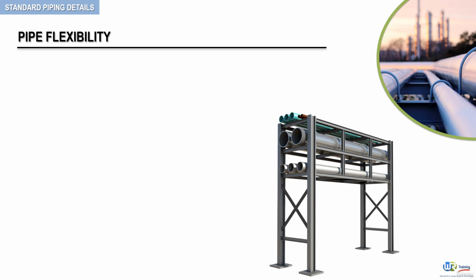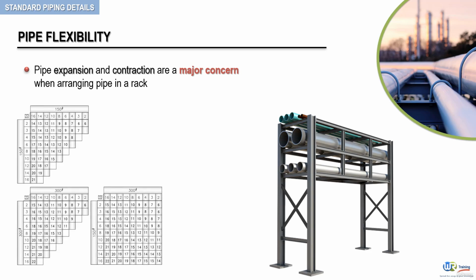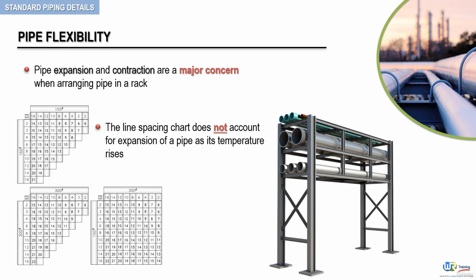A major concern when arranging pipe in a rack is the amount of expansion and contraction that occur when a cold pipe is heated to its normal operating temperature. Because the dimensions provided in the line spacing chart do not account for expansion of a pipe during the startup of a unit, consideration must be given to the amount of expansion a pipe will undergo as its temperature begins to rise. Linear expansion correlates to the direction of flow. In other words, a pipe will grow in the same direction as the fluid flows.